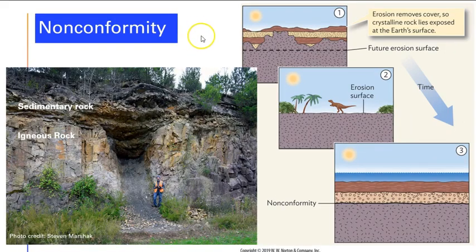Nonconformities separate sedimentary strata from crystalline rock, either igneous or metamorphic rock. Erosion exposes the crystalline rock. Sea levels rise, and new, significantly younger strata is deposited atop the older, non-sedimentary rock. The photograph is of the Great Unconformity, with 1 billion years separating rhyolite below from the strata above.